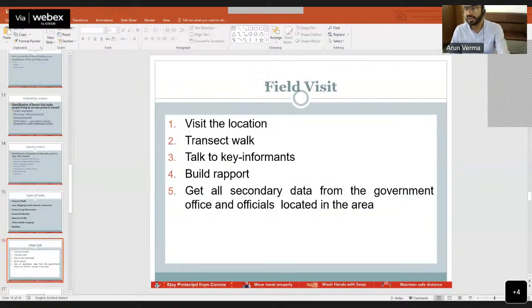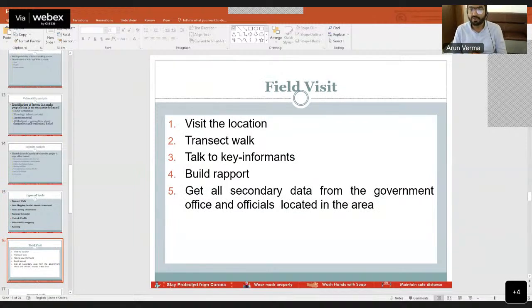Field visit is also a very good example. Field visit means visiting a location. We should see where the possible hazards are. We can observe by our naked eyes and we can implement it while making a DM plan. Transit walk I already discussed: when we go to a field straight, we do not give any conclusion, we must see and observe that these are the problems.